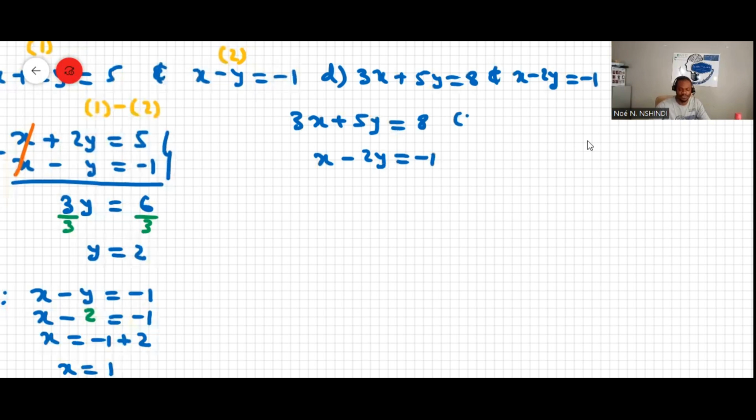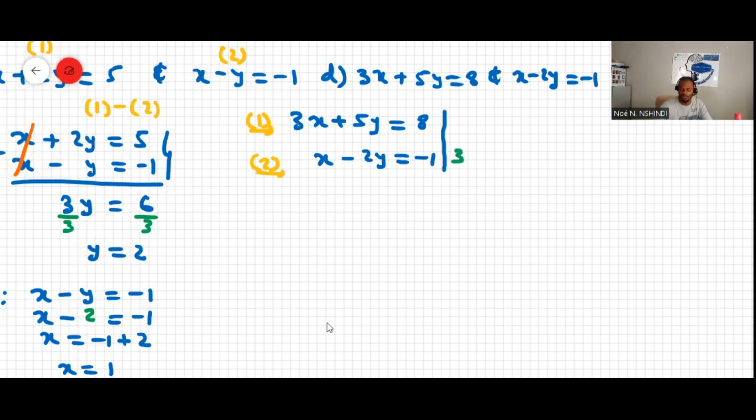This is equation 1 and that's equation 2. Now, I prefer to multiply equation 2 by 3. This was equation 1 and that was equation 2.